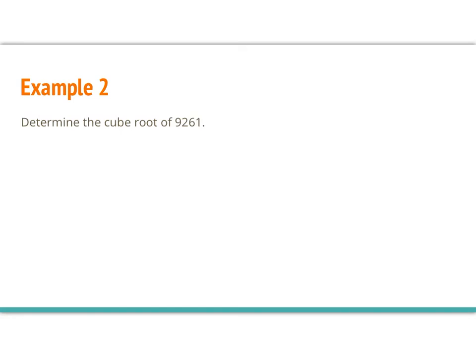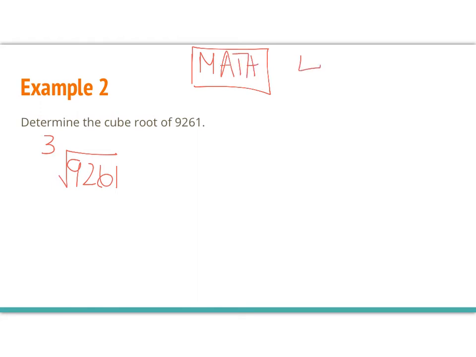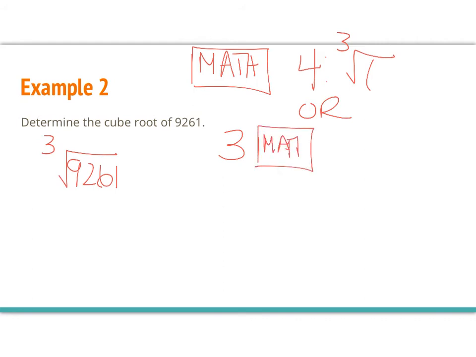Determine the cube root of 9,261. So we will just write the cube root of 9261. Again, if you have a TI calculator, you're going to hit math, and then select number 4, which is the cube root. Now, if we had more than a cube root, that's the only one that's listed there. We can also type 3 into our calculator, select math, and then hit option number 5, which is the xth root of some number.